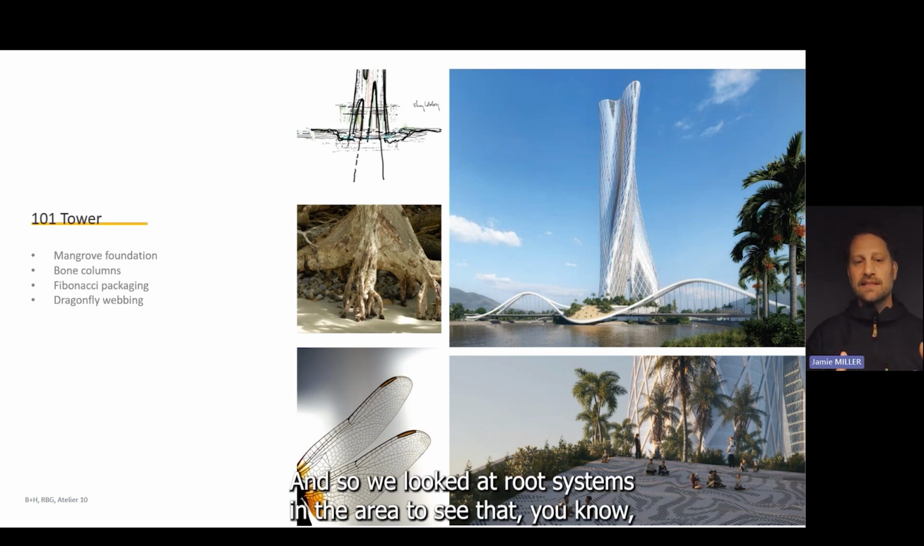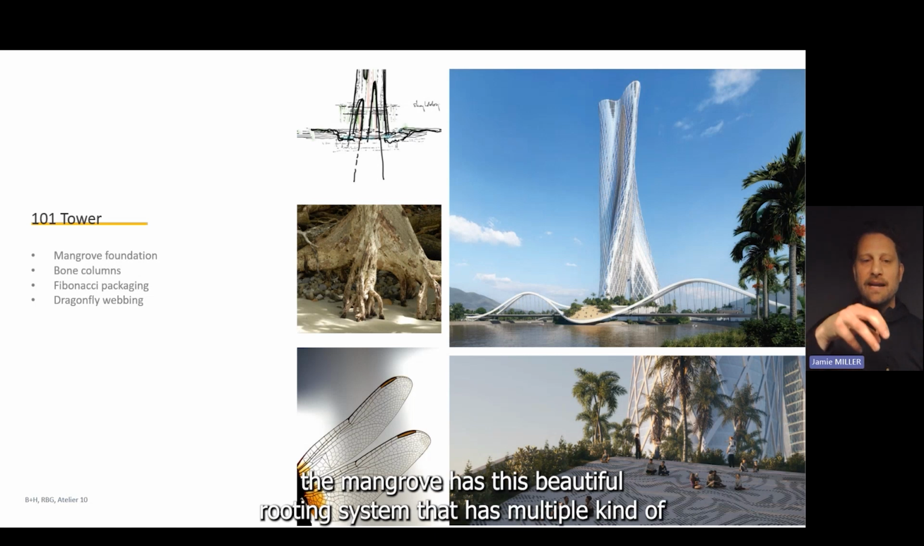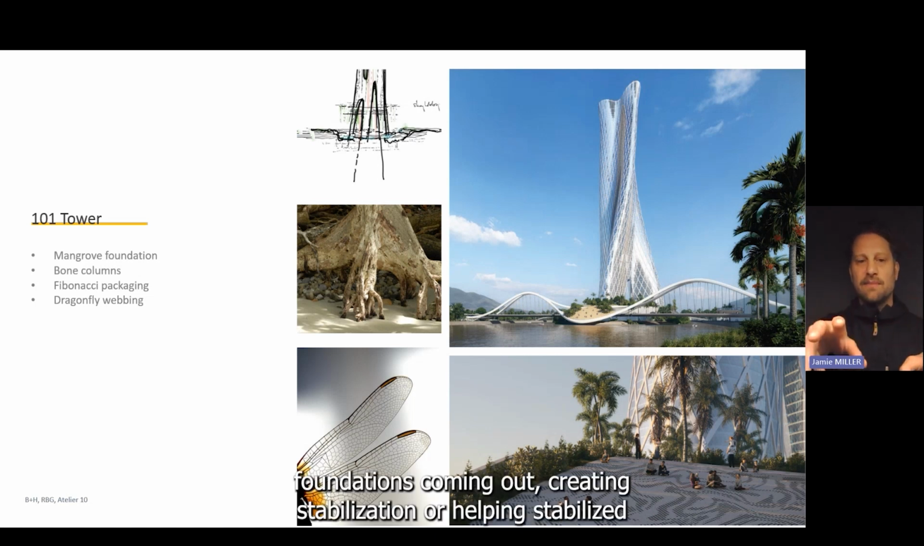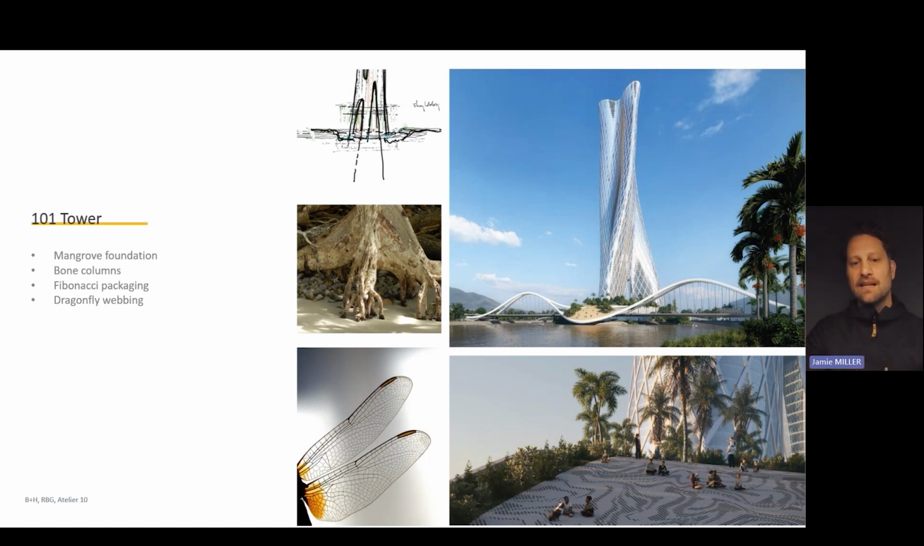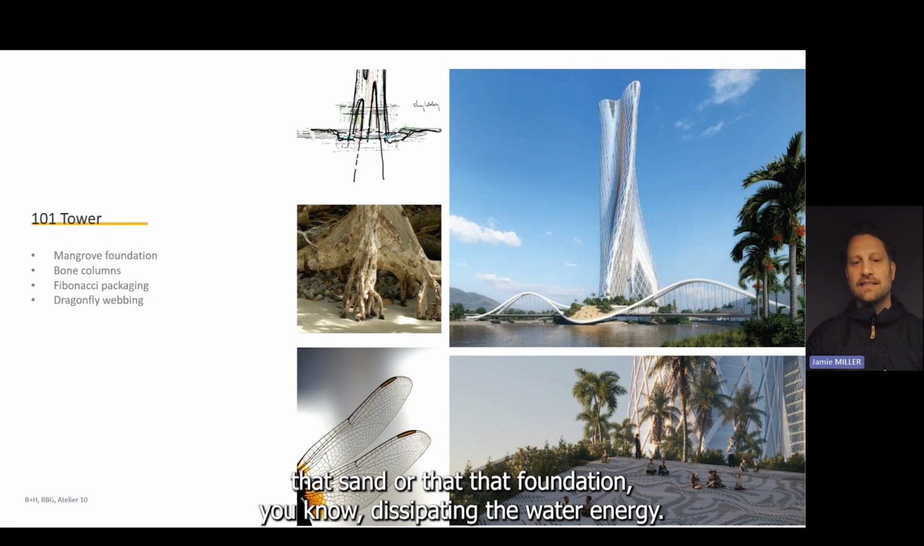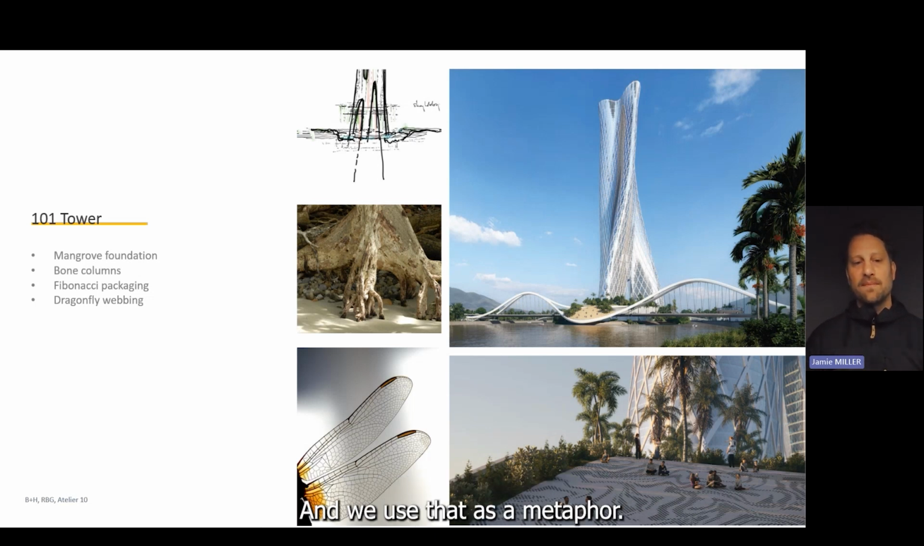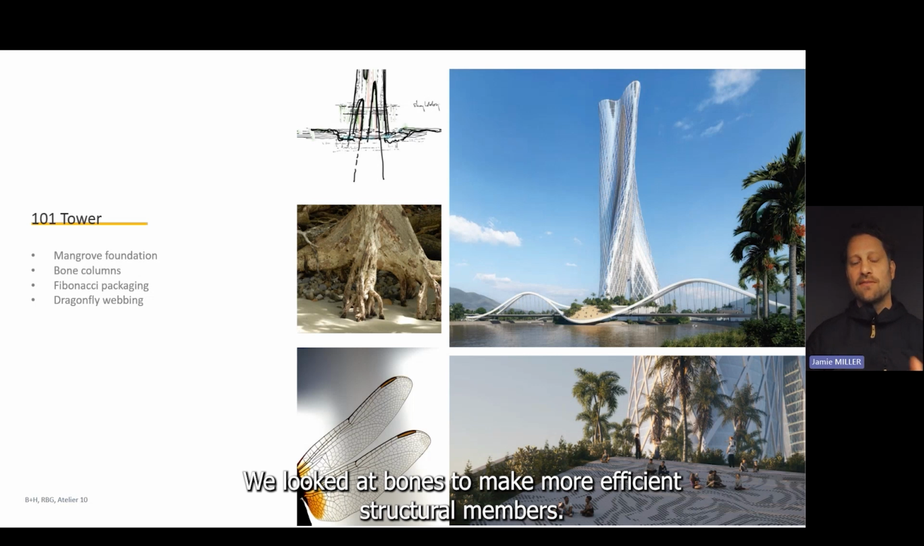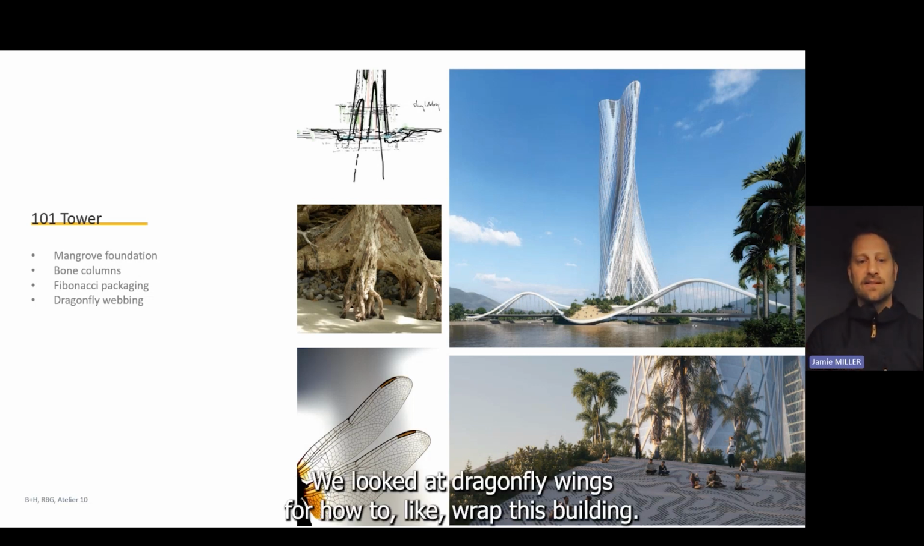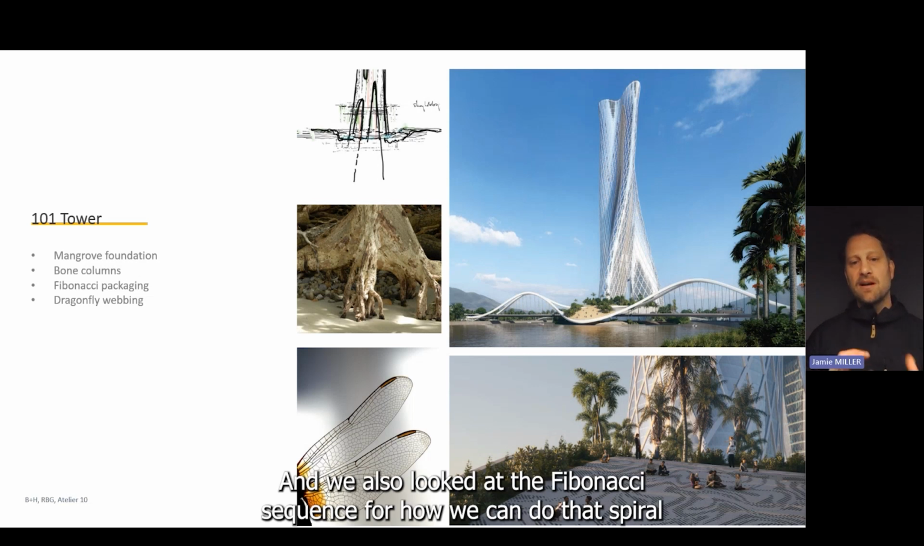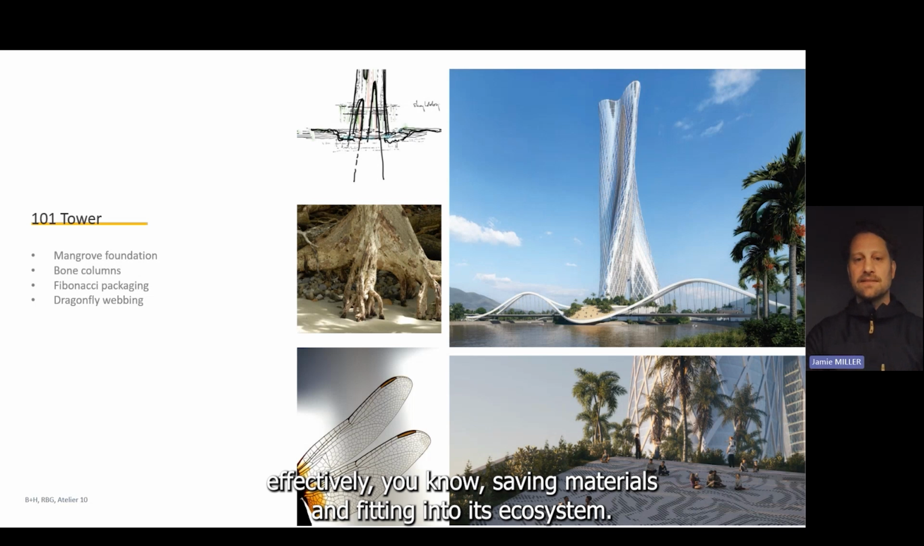And so we looked at root systems in the area to see that, the mangrove has this beautiful rooting system that has multiple kind of foundations coming out, creating stabilizations or helping stabilize that sand or that foundation, dissipating the water energy. And we use that as a metaphor. We looked at bones to make more efficient structural members. We looked at dragonfly wings for how to wrap this building. And we also looked at the Fibonacci sequence for how we can do that spiral effectively, saving materials and fitting into its ecosystem.